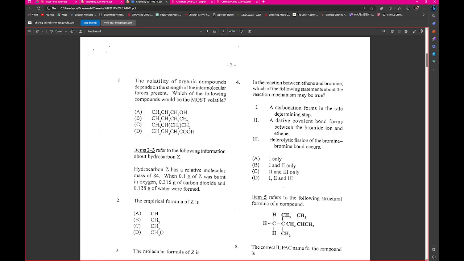C. C is an alkane. Alright, C is an alkane. I remember my sister saying something about when there's a branch, the more branched it is, I think, it makes it more volatile.